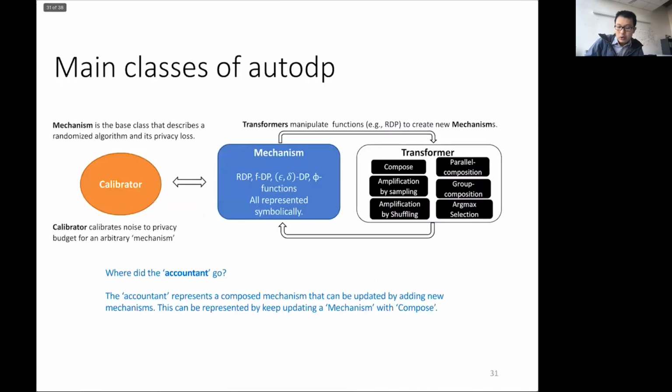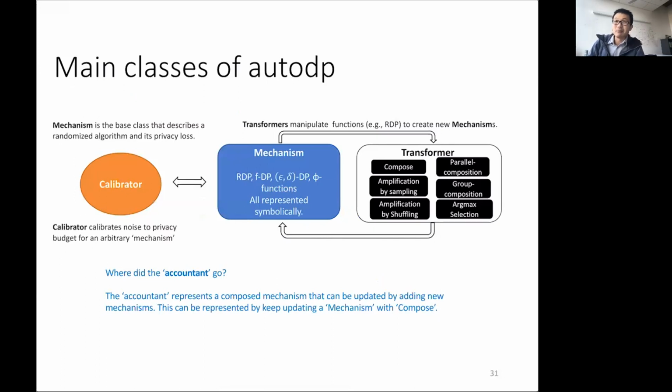So how does AutoDP work? It's an object-oriented framework that allows things to stay modular and easy to maintain. So there are three main classes underlying AutoDP in its design. There's a mechanism class, a transformer class, and a calibrator class.